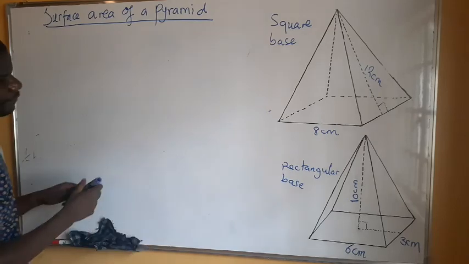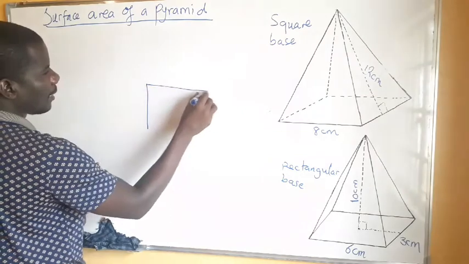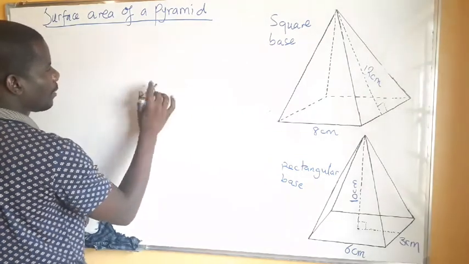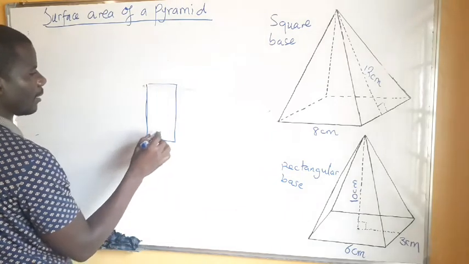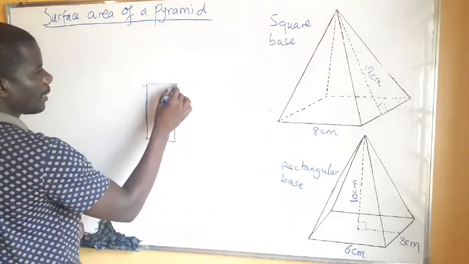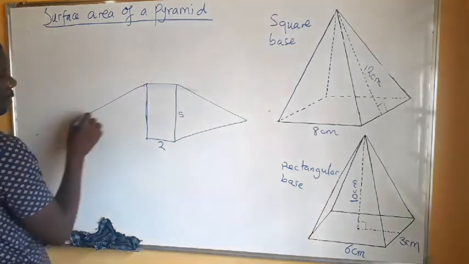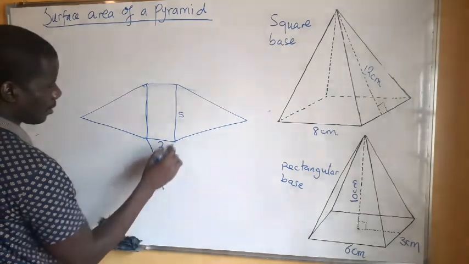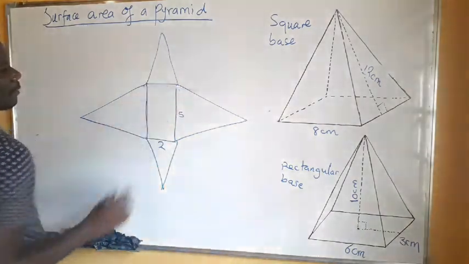So, what if you have something? You have a rectangular base, and it's given like this. This is given as 2, this one is given as 5. Then, okay. Now look at this.